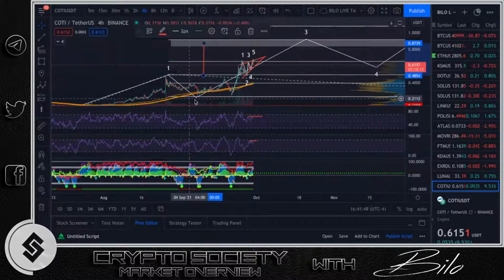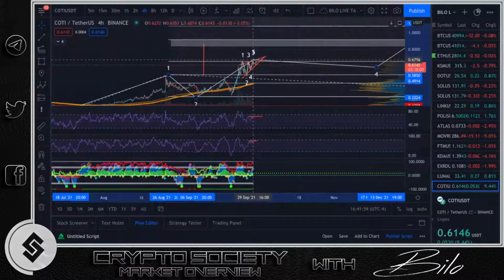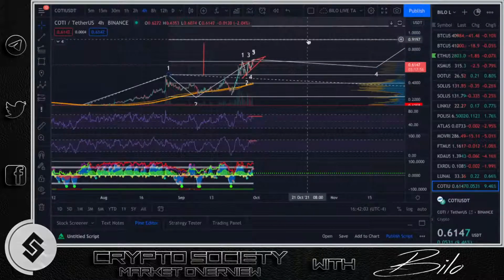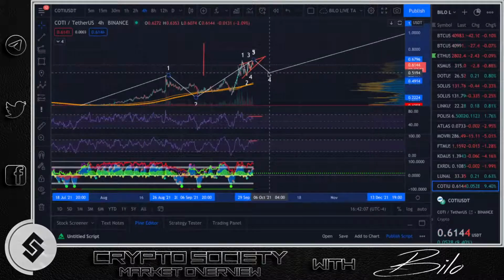So yeah, 1, 2, 3, 4. This would be wave 5. And now we'd be doing our ABC. I don't think we'll make it up here, guys. I think this is really the top of wave 3 right here. Given what I just saw, I'm going to rechange what I did. And I think we're going to drop.